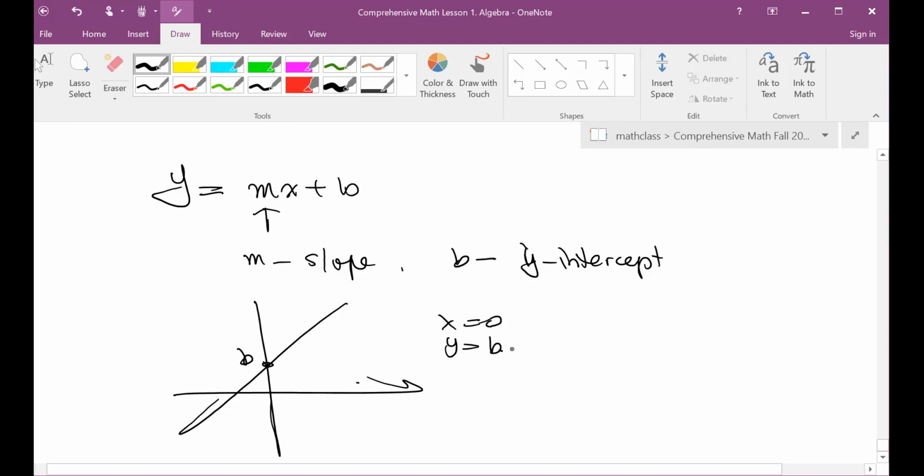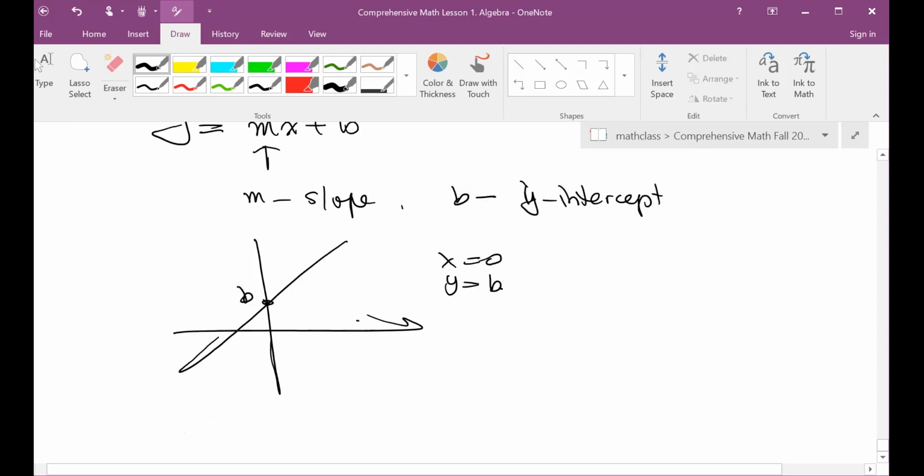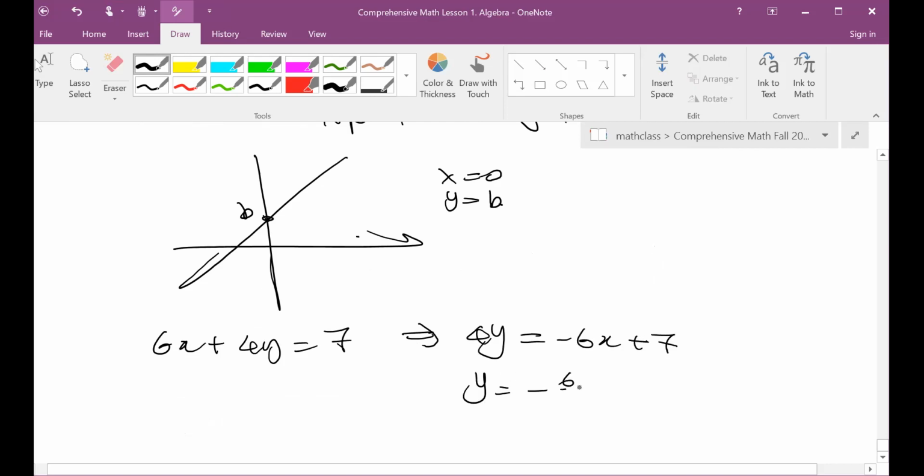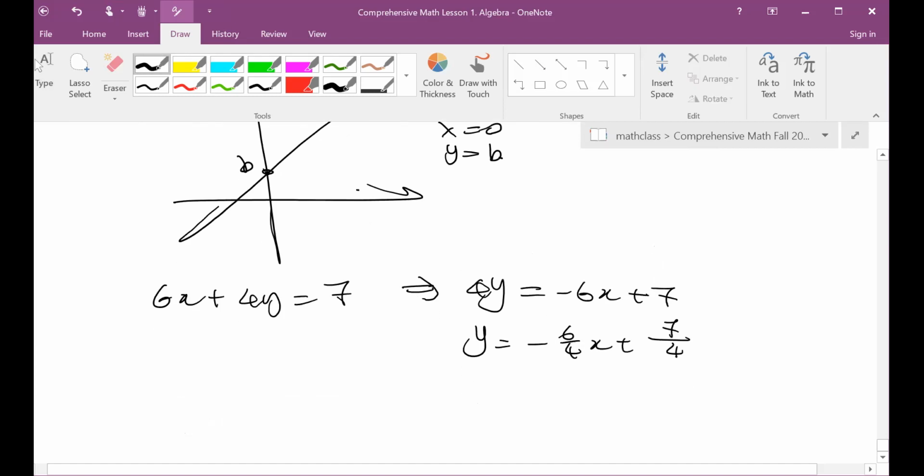If you understand this, then we go back to our equation. 6x plus 4y equals 7. That equation implies 4y equals negative 6x plus 7. So y equals negative 6 over 4 x plus 7 over 4. I'm going to simplify a little bit.